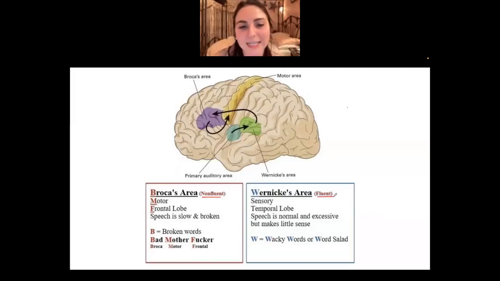Versus Wernicke's aphasia, which is also called fluent aphasia, because they can speak fluently and there's nothing wrong with how they're speaking. But this is a sensory issue. It's a problem with comprehension, like hearing. You can remember you're in the temporal lobe, which is where the auditory cortex is. It's not really a problem with hearing, but it's near the hearing area of the brain. So it's more of an input thing, an actual sensory problem. Speech is normal, and it's excessive, meaning they're talking a lot, but it doesn't make sense.